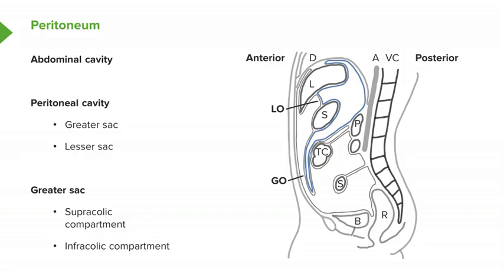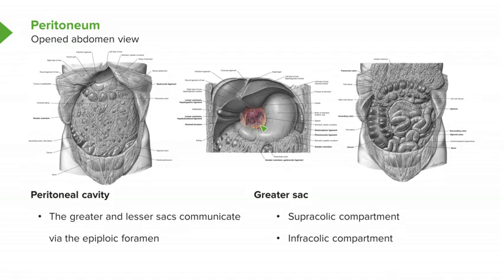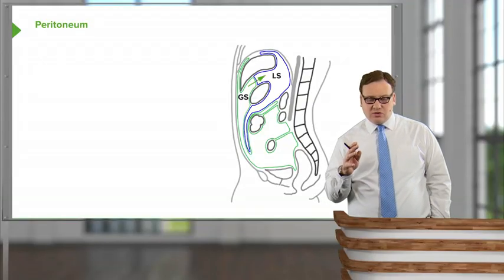And if you remember from the previous slide, these two sacs can communicate. This is the lesser omentum, which we can see here, between the liver and the stomach. And the greater sac can communicate with the lesser sac via the epiploic foramen, or the omental foramen. That's just a little aperture here that allows us to communicate from the greater sac towards the lesser sac.